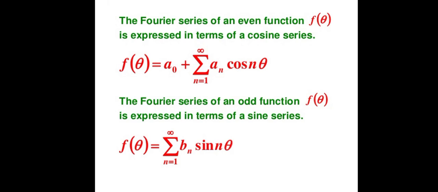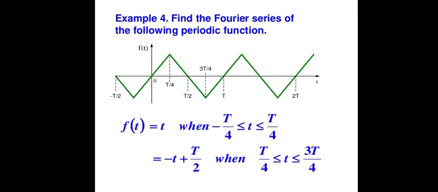Then the Fourier series of an even function f of theta takes the cosine form. We write f of theta is equal to a0 plus summation of n is equal to 1 to infinity a n cos n theta, and the Fourier series of an odd function f of theta is expressed in the sine form: f of theta is equal to summation of n is equal to 1 to infinity bn sin n theta. Then find the Fourier series for the triangular waveform.